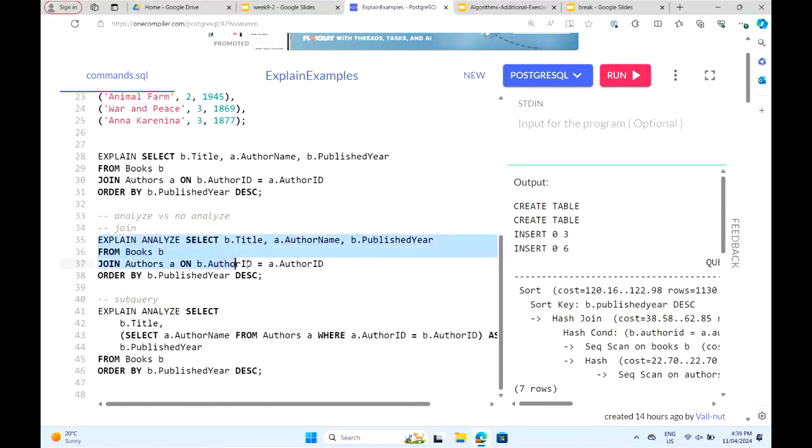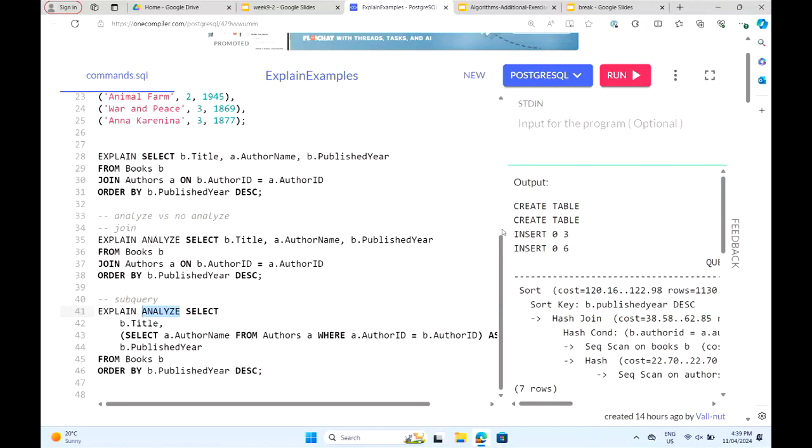In this example, we are using a join to implement the query, and in this example, we use a subquery to implement the query, and both of them are using the analyze keyword. So let's see the difference among the three different statements here.